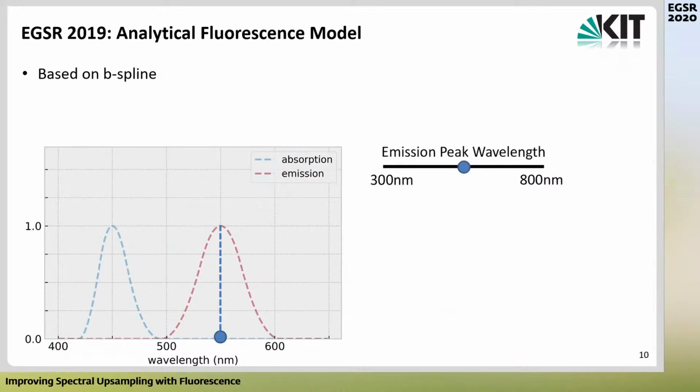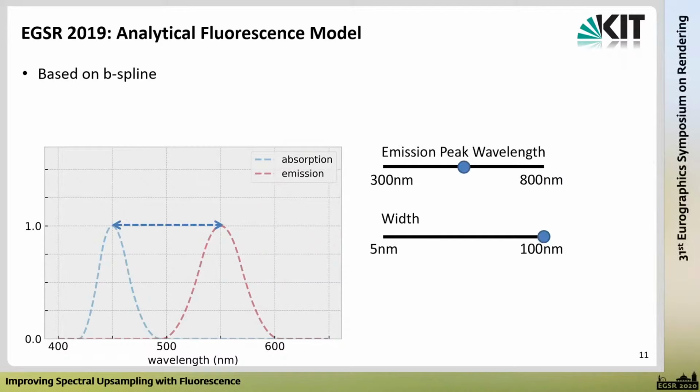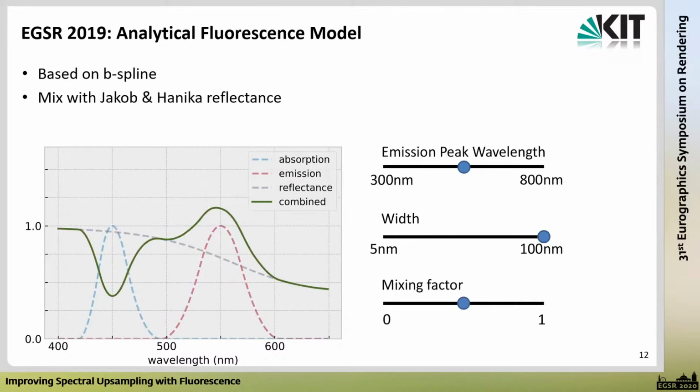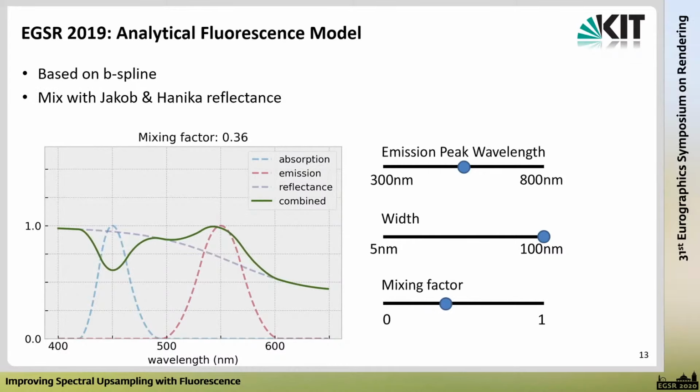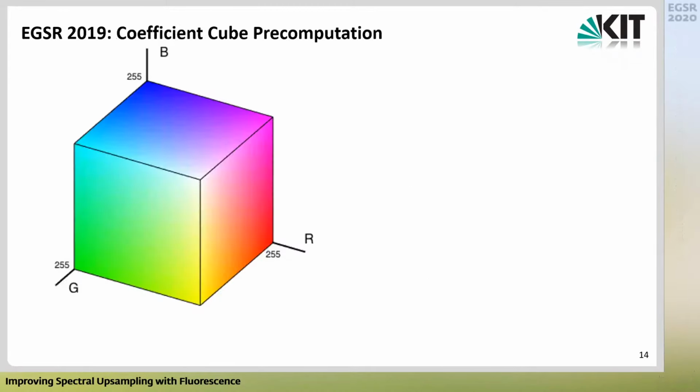They need 1 parameter for the emission spectrum's peak wavelength, 1 for the width and distance between the 2 spectra, and 1 parameter for mixing fluorescence with reflectance, which controls the amount of fluorescence in the final spectrum. So, to convert an RGB triple to this model, we need to optimize 3 reflectance and 3 fluorescence coefficients to fit the model to some RGB color. And this is quite time-consuming, so we do this in a pre-computation step.